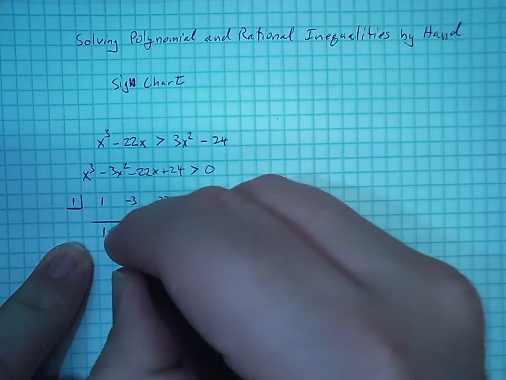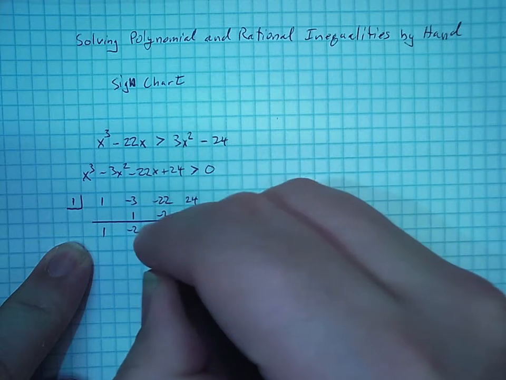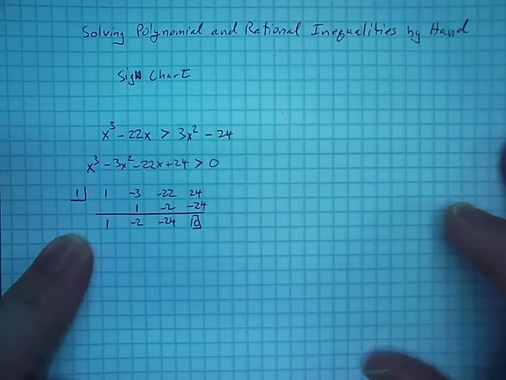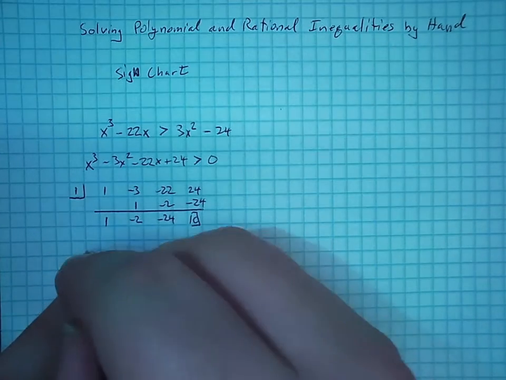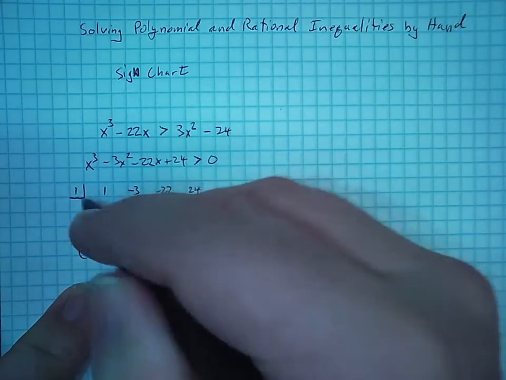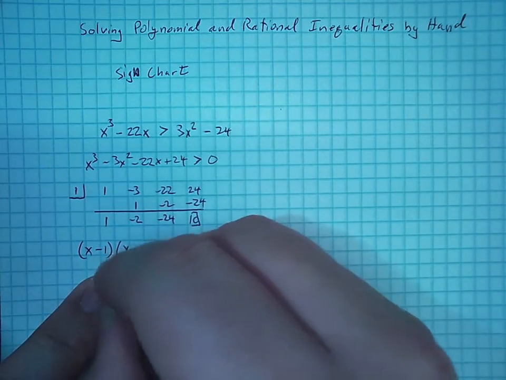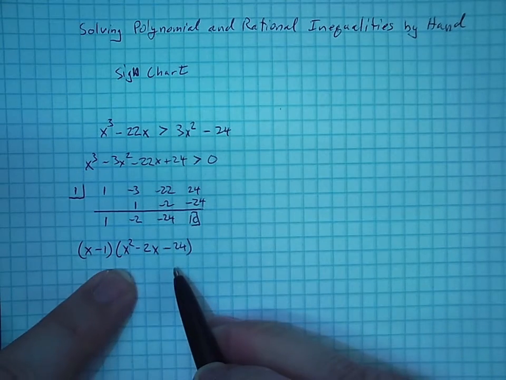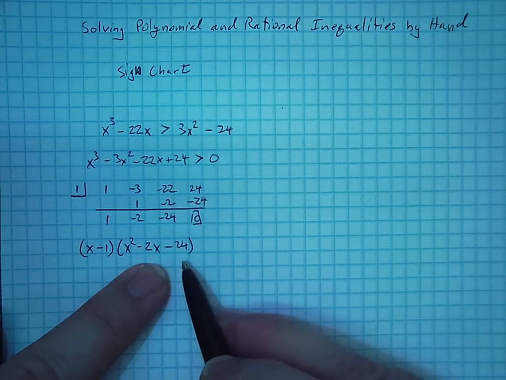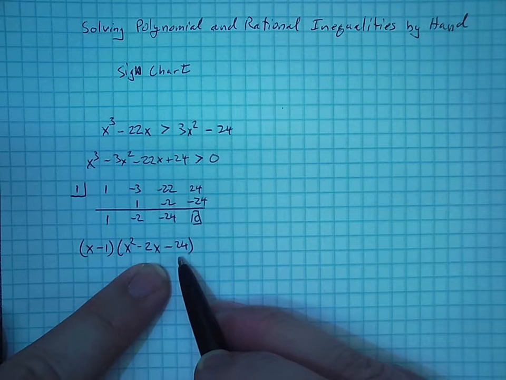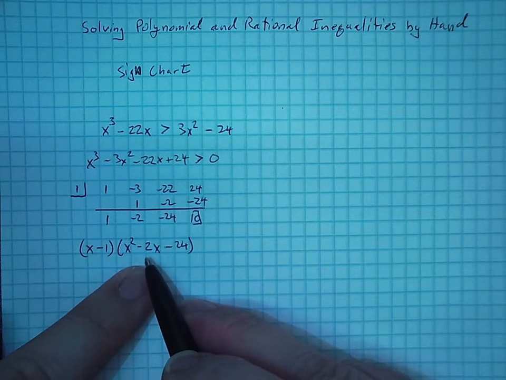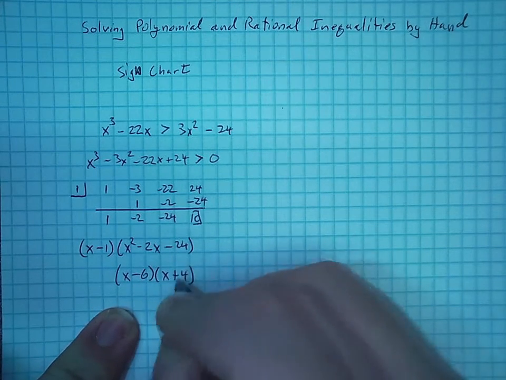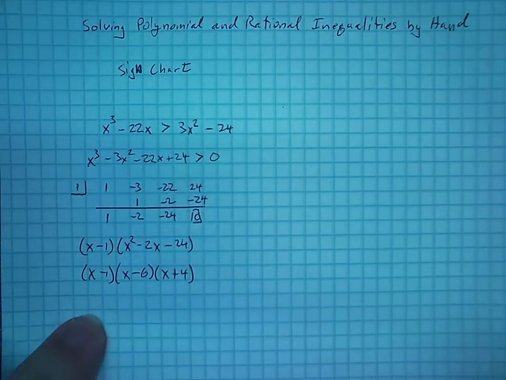1, 1, negative 2, negative 2. Oh, but look at that. First try. So this tells me I've got x minus 1 as a factor, because k there is 1, and x squared minus 2x minus 24. Since this is now quadratic, I can factor this. I need two numbers that multiply to negative 24 that add to negative 2. That'd be negative 6 and positive 4. So there it is factored.